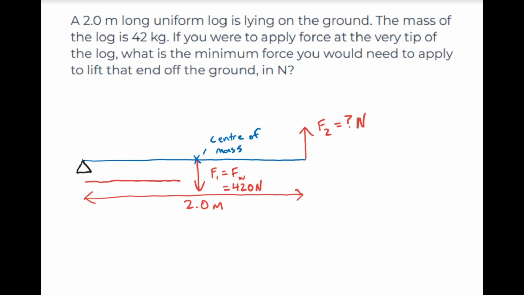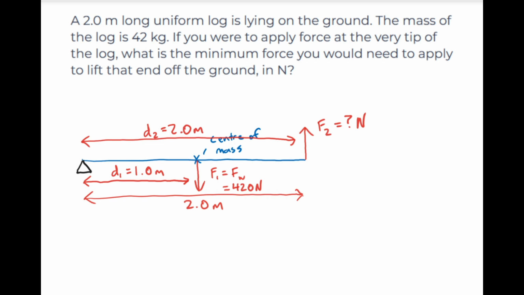We also need to draw in the distances from the fulcrum. Distance 1, or the distance from the fulcrum to force 1, will be 1.0 meters since it is half of the 2 meter plank. Distance 2, or the distance from the fulcrum to force 2, will be 2.0 meters.